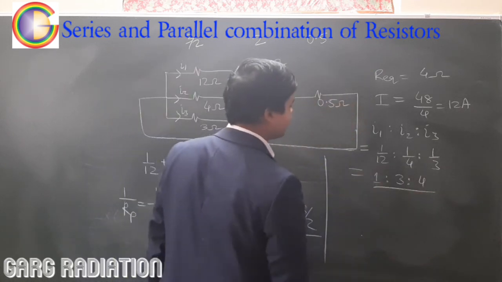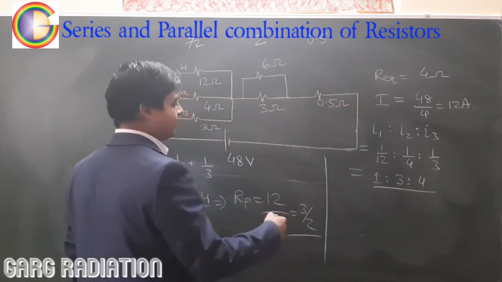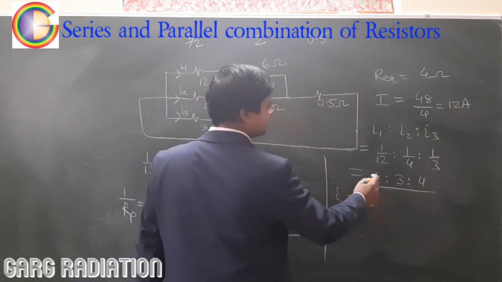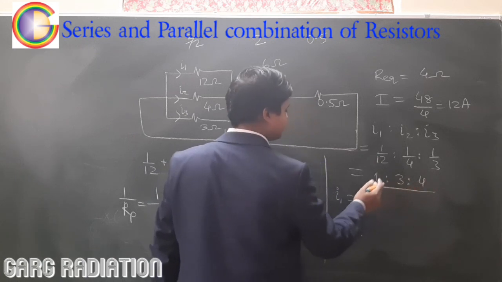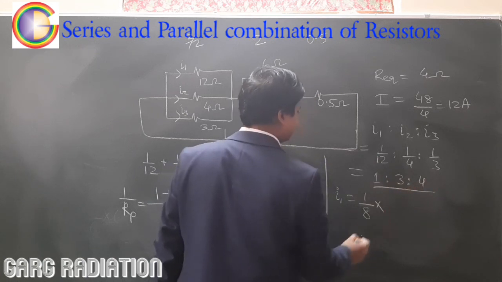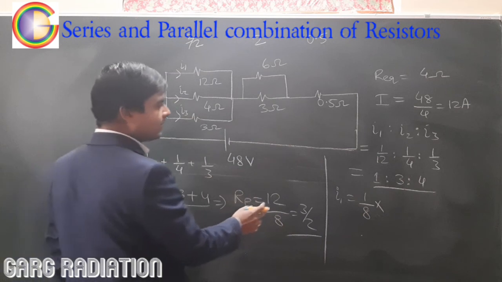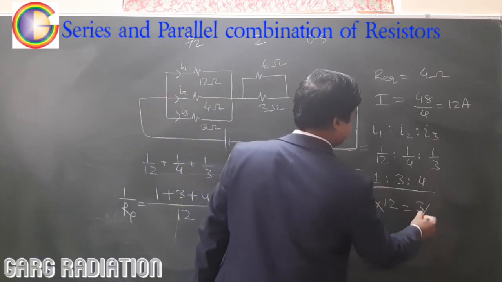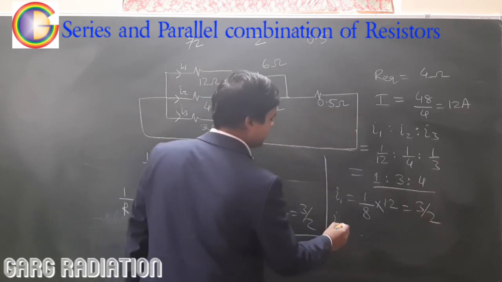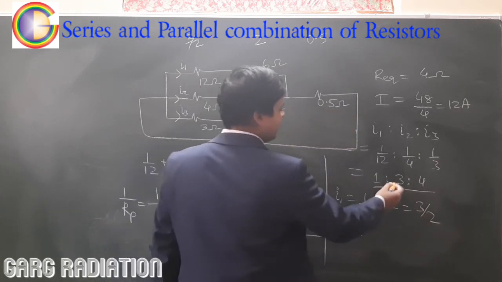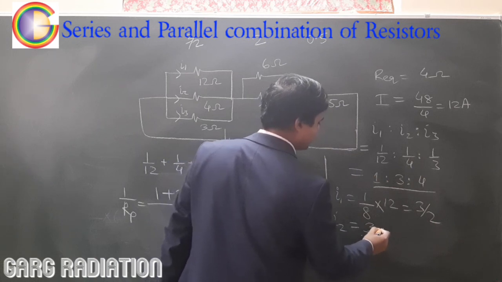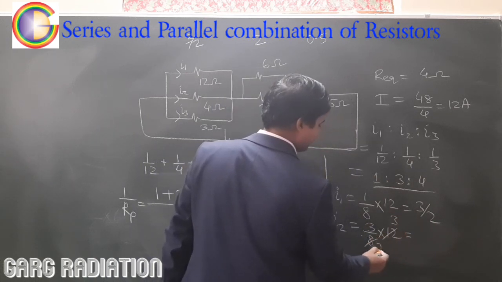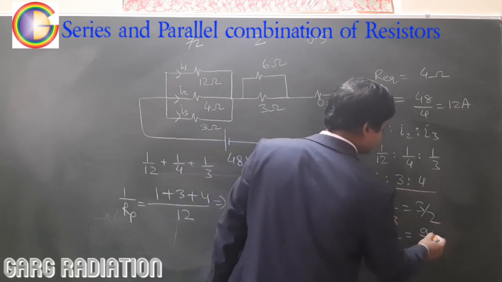And once we find the ratio of current, the current in each resistance, I1, can be written as 1 by the sum of all these, 4 plus 3, 7 plus 1, 8, into total current, and total current is 12 ampere, that is known to us. So it is 3 by 2 ampere. Similarly I2, if you have to find, it will be 3 by 8 into total current. 4 3s are 12, 4 2s are 8, 9 by 2.